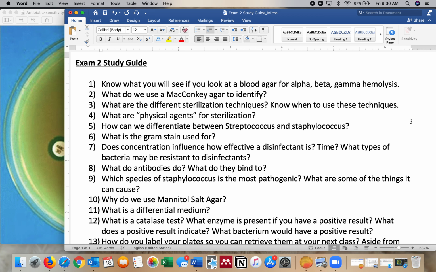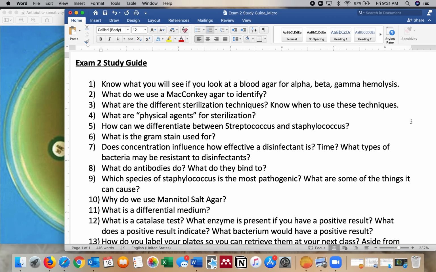So let's get started. In one of our most recent labs, number 1, we were talking about how you look at blood agar for alpha, beta, and gamma hemolysis. Remember that hemo means having to do with the blood, and lysis is to break open. When we talk about hemolysis, we're using these blood agar plates. They have sheep's blood in them, and certain bacteria will actually break open those blood cells, and then you can look at it and see, is there a halo around it?